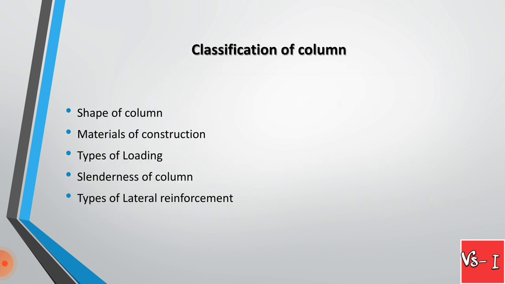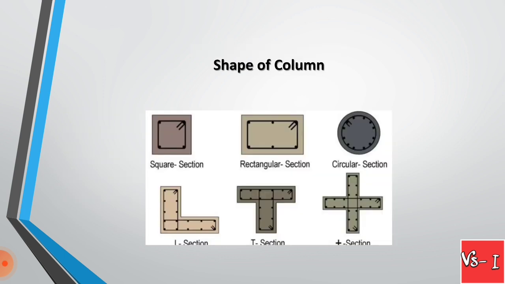Here the columns are classified based on their shape, material of construction, type of loading, slenderness of column, and type of lateral reinforcement. Let's first see the shape of a column. There are basically 6 cross-sectional shapes which are considered. First is square section, rectangular section, circular section, L section, T section and plus section.